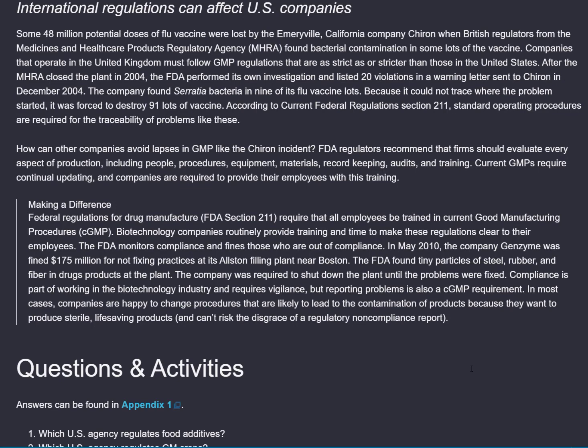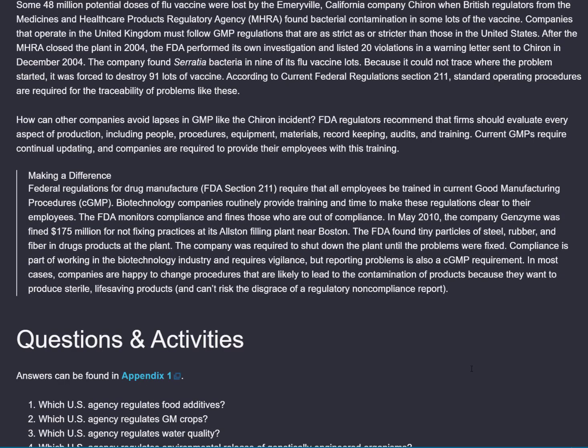International regulations can affect U.S. companies. Some 48 million potential doses of flu vaccine were lost by the Emeryville, California company Chiron when British regulators from the Medicines and Healthcare Products Regulatory Agency, MHRA, found bacterial contamination in some lots of the vaccine.